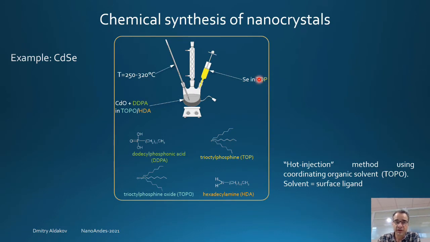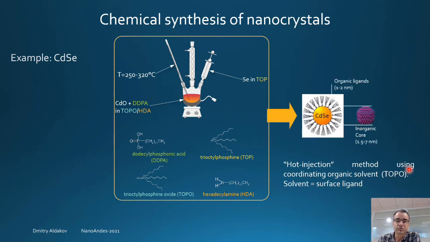So if we come back to the classical synthesis of cadmium selenide, the hot injection one, now the most efficient one uses a cadmium precursor, cadmium oxide, some phosphonic acids like this, DDPA, some solvents like TOPO or hexadecylamine, which serve also as a ligand, and we inject selenium in trioctylphosphine. They react at high temperature, and we use a coordinating solvent, and this solvent is a surface ligand. So for cadmium selenide we can control their size in a pretty large range from 2 to 7 nanometers just by playing with the ligands, with the ratio, and with the temperatures.